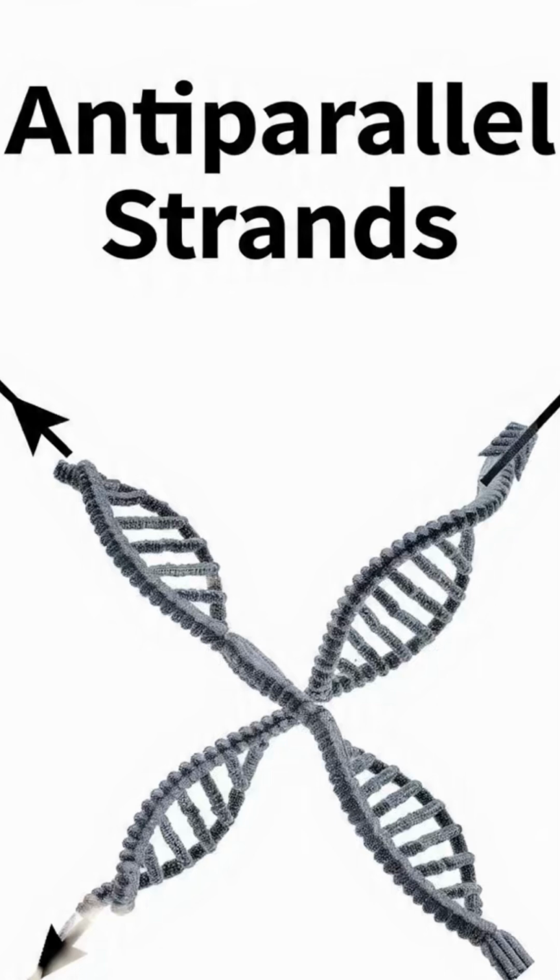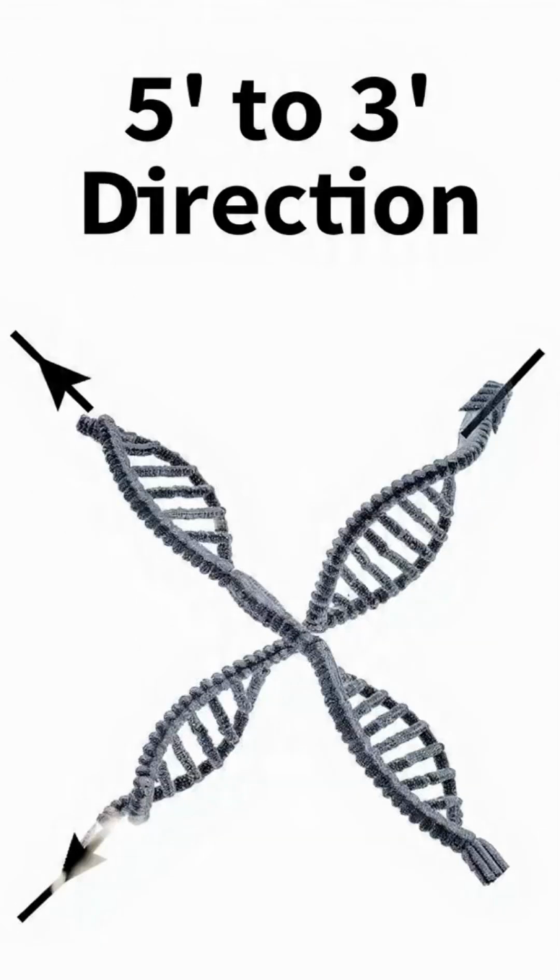DNA strands run in opposite directions. This arrangement is called antiparallel. It means one strand runs upward while the other runs downward. Each strand has chemical ends labeled 5' and 3'. One strand runs 5' to 3', the other runs 3' to 5'. This directionality is critical for replication.